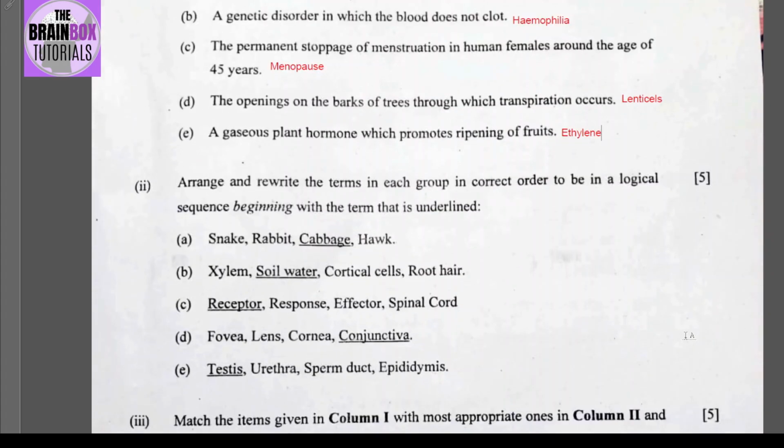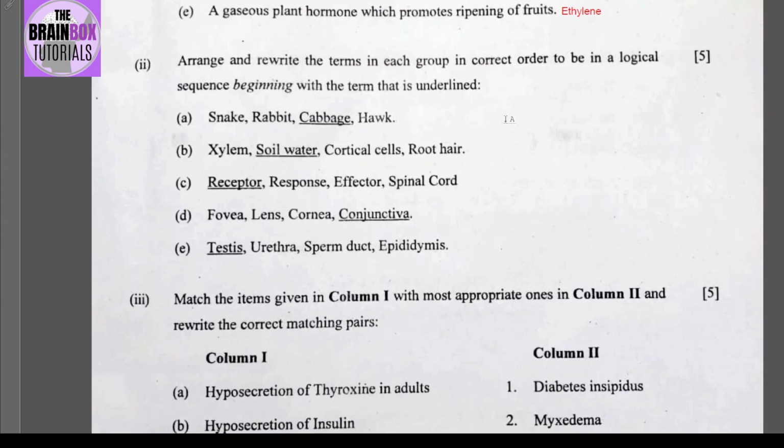Okay, now number 2, arrange and rewrite the terms in each group in correct order to be in a logical sequence, beginning with the term that is underlined. Okay. So here number A, snake, rabbit, cabbage and hawk. So number 1 is obviously cabbage, we will start with this, then rabbit, then snake, and last one will be hawk. Now coming to B, xylem, soil water, cortical cells, root hair. Number 1 soil water, number 2 root hair, number 3 cortical cells, and number 4 is xylem.